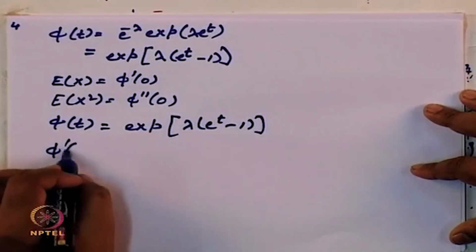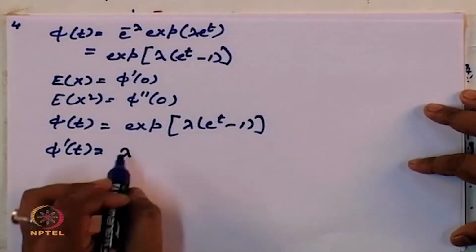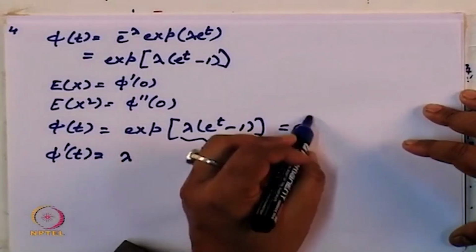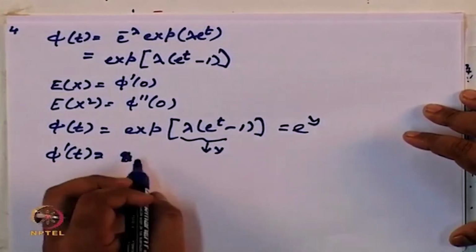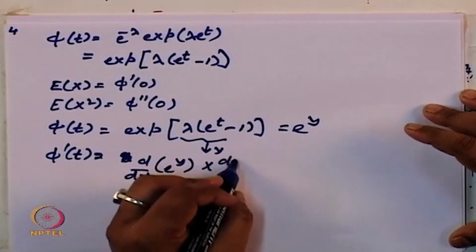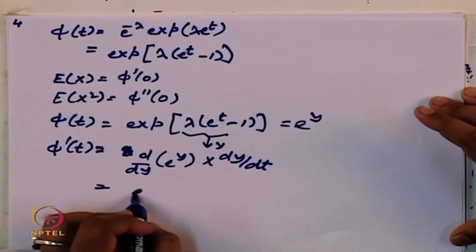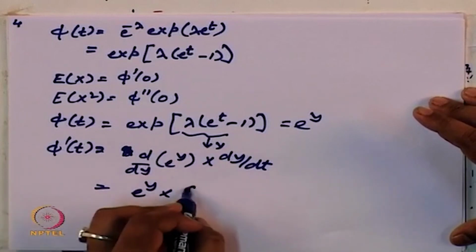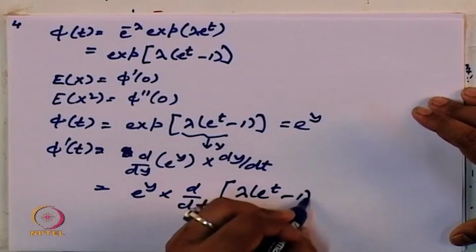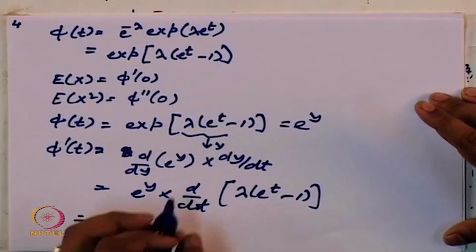So phi prime of t will be, if you consider this exponent as y, so this is e^y, phi prime of t is equal to d/dy of e^y into dy/dt. The first term will return e^y, and dy/dt is d/dt of lambda (e^t - 1). So what we will get is lambda e^t into e^y.